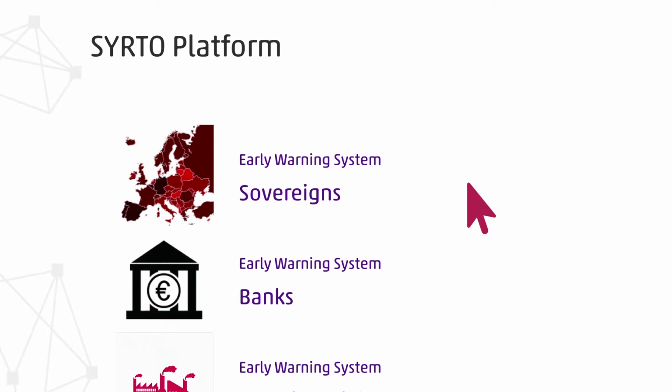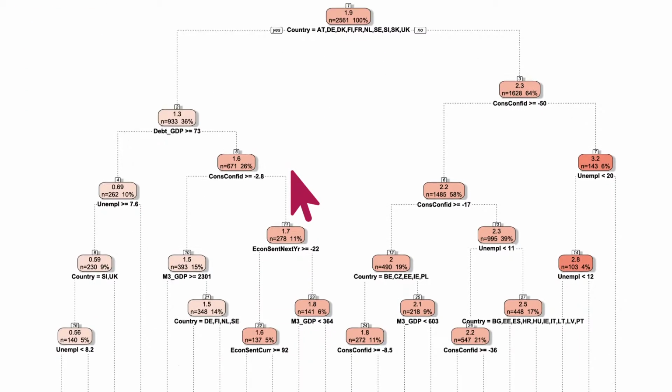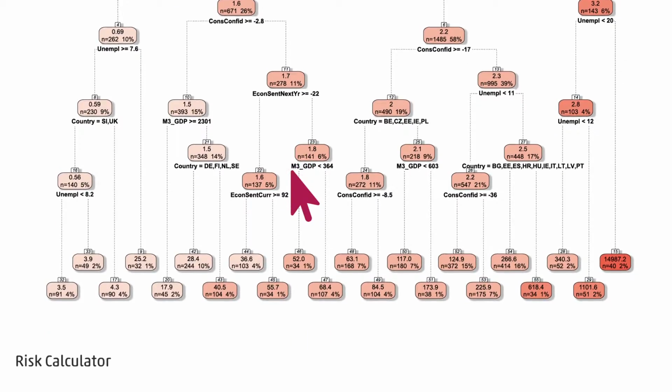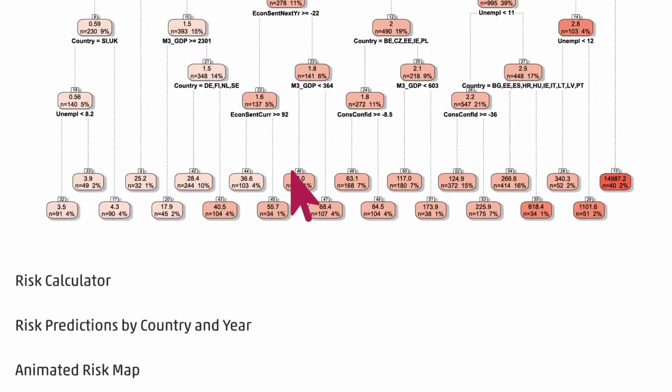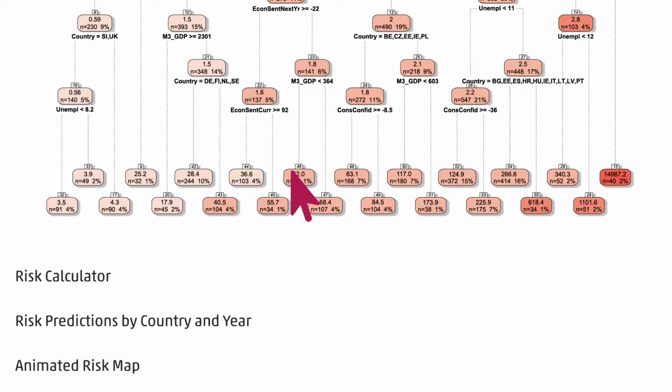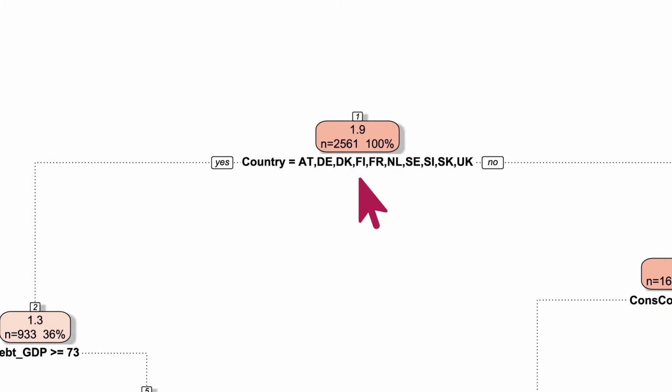How does it work? When entering the early warning system for sovereigns, you can see a tree realized with some leading indicators selected by our statistical algorithm, which works as a binary splitting rule. Look at the first node. We are asking you whether your country is one of the reported list. Suppose your interest is the sovereign risk in France. Your answer is yes, and you move on the left.